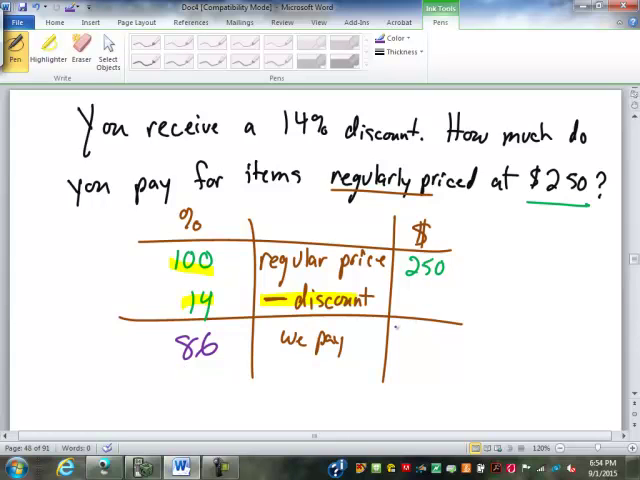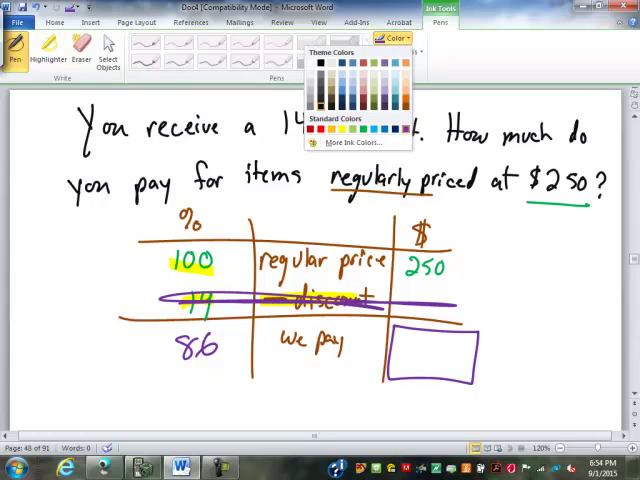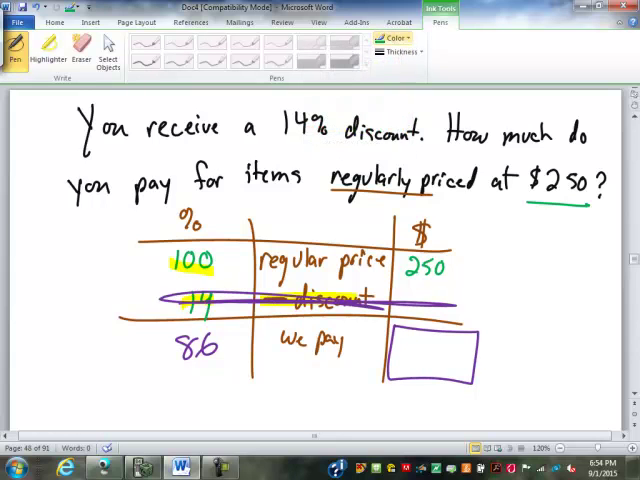And we are looking for the amount that we have to pay. So again, we're not going to use this middle row because we're missing a number. I'll show you in the next example. So we're going to cross multiply and divide. 86 times 250 divided by 100 is going to be 215. Does that work? So $215 is what we end up paying. Any questions so far? Okay.